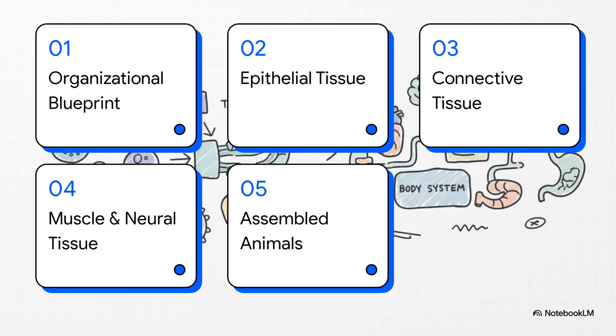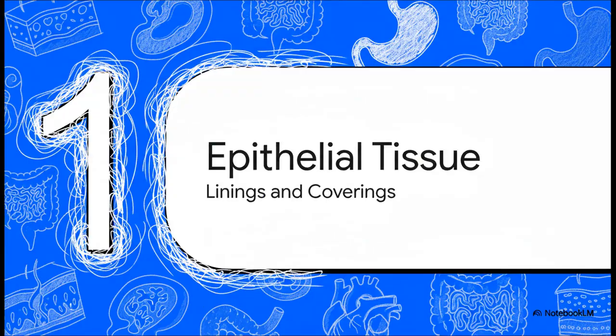So, here's our game plan for today. We're going to dive deep into each of these four fundamental building materials, one by one. We'll look at the coverings, the framework, the engines, and of course, the wiring. Then, we'll see how this blueprint really comes to life by checking out how a couple of very different animals are put together. All right, let's get into it.